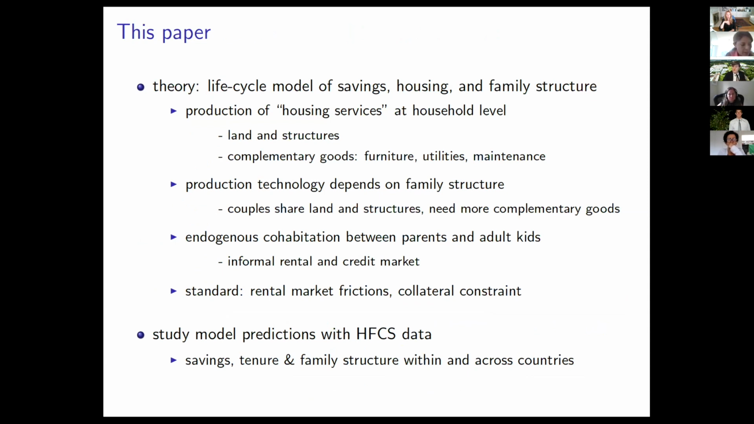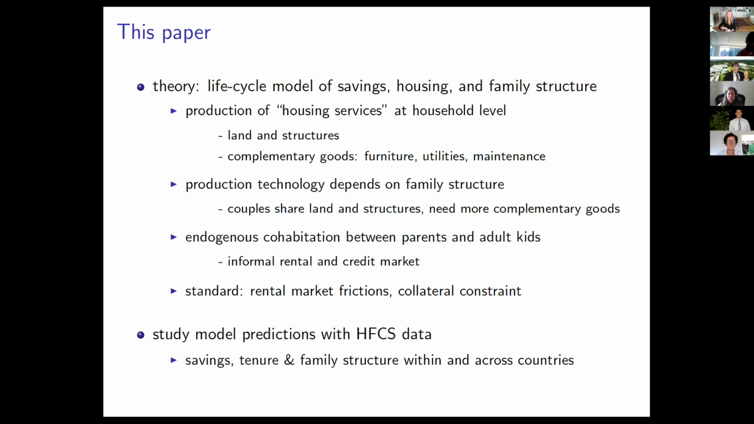In order to enjoy these housing services, households need to purchase two kinds of inputs. First, there are standard inputs such as land and structures that are used to configure the physical house. Second, in order to enjoy these so far very empty houses, people need to purchase a number of complementary goods like furniture or utilities. The details of the production of housing services now depend on family structure. While couples can at least partially share land and structures, they require more of some of the elements of this complementary good. Their utilities bill will be higher, and they're going to need two desks to work from home during a pandemic.